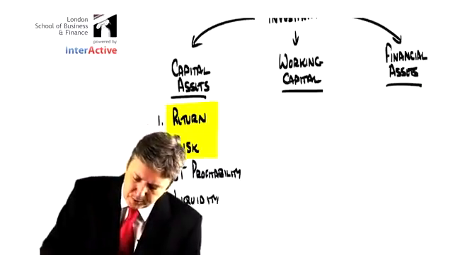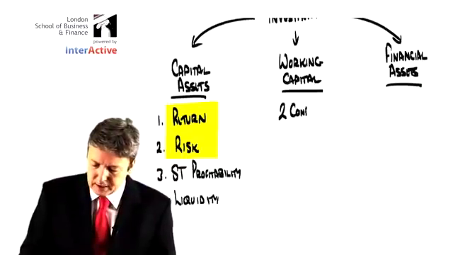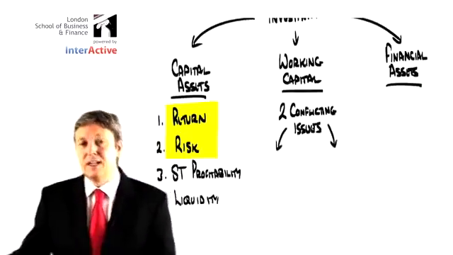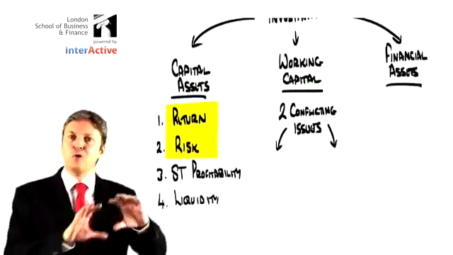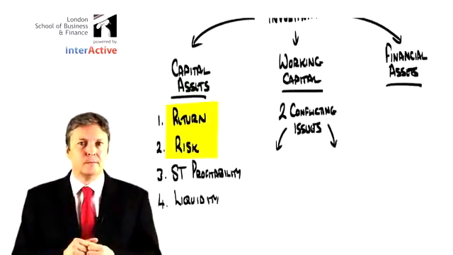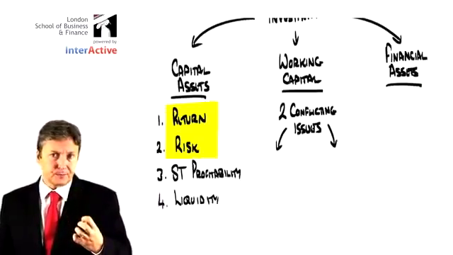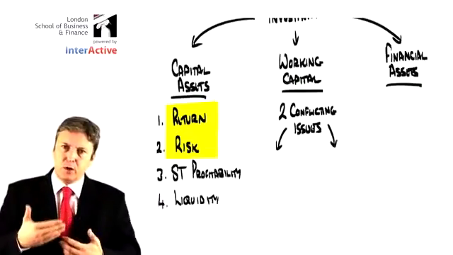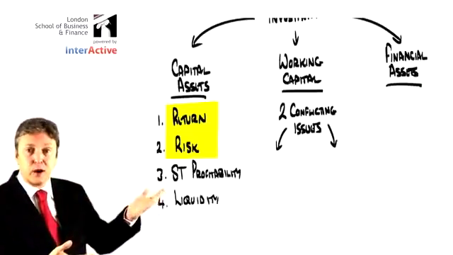Now we move on to working capital. If we look at working capital, we have two conflicting issues. Remember, working capital itself does not generate a return. All it does is allow those capital assets to operate. Often we describe working capital as the lifeblood of the business. It is the cash that allows us to buy things, that allows us to employ people, that allows us to hold stock or inventory, that allows us to offer credit to our customers.